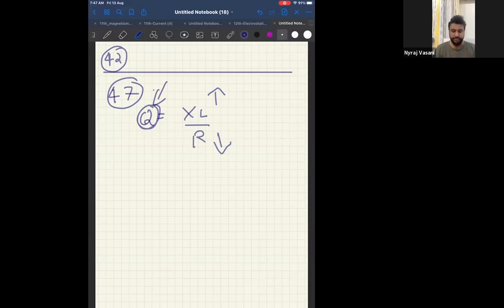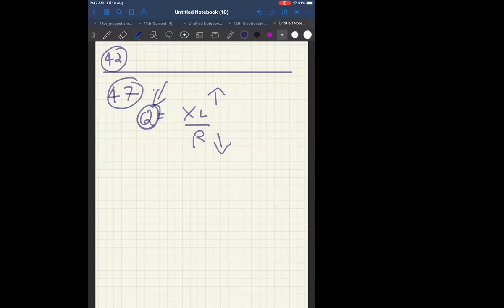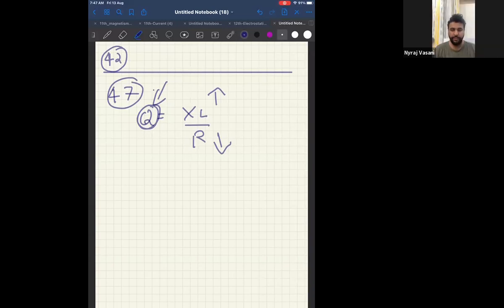So, which option matches increasing the numerator and decreasing the denominator? Check. A. Large inductance, small ohmic resistance. Option A looks correct. Large inductance, that is, the numerator will increase. And small ohmic resistance means R will decrease. So, can I say these both match the numerator-denominator criteria? Therefore, the answer will be A.